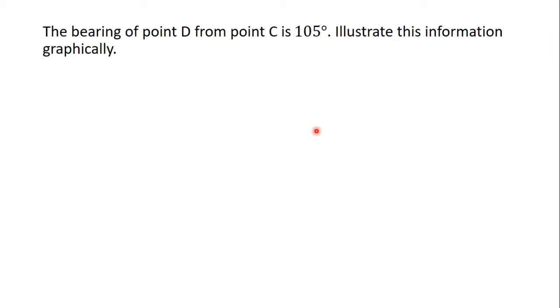Let's look at the next question for this video. The bearing of point D from point C is 105 degrees. Illustrate this information graphically. Once again, you first have to find your starting point. Our starting point is point C, since we are doing it from point C. Our ending point is point D. The bearing given to us is 105 degrees.